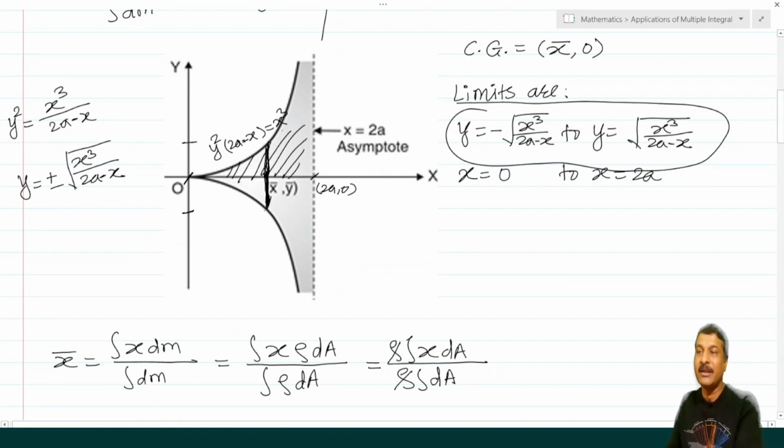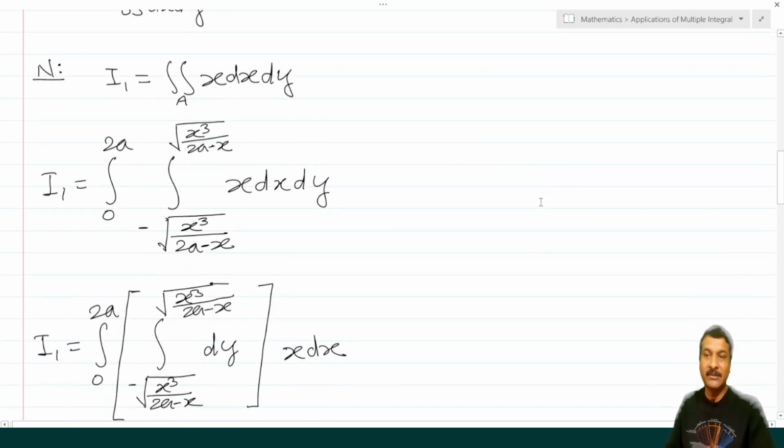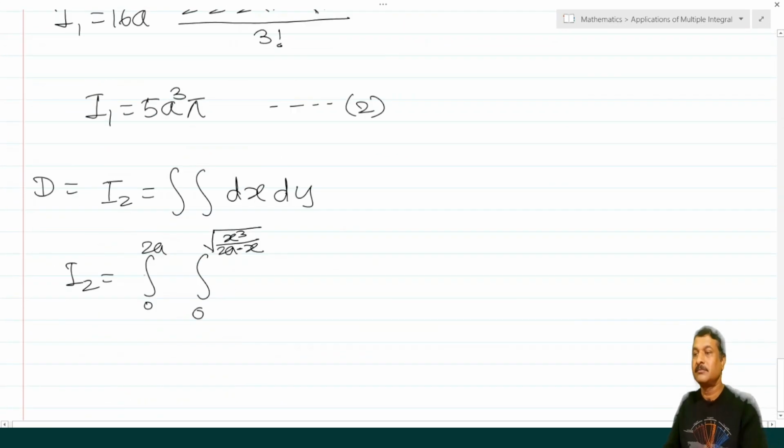That is why, what are the limits of y? From 0 to that curve, or you can consider minus to 1. Any one from that, so automatically we will get this 2 times. So I am getting it is a 2 times 0 to, otherwise minus to that. Inner integral contains x. So these are the limits of y, and outside x dx.